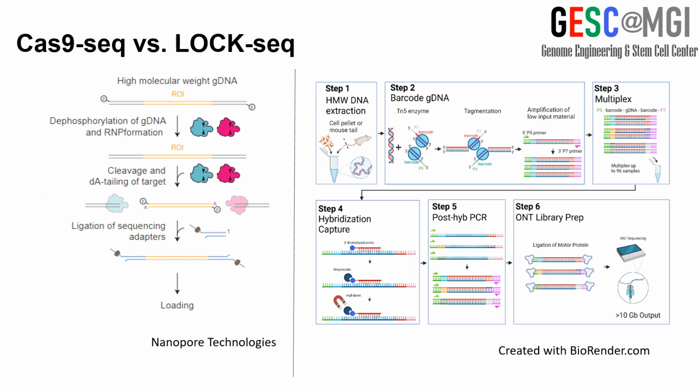In this particular method, high molecular weight genomic DNA is first dephosphorylated, and Cas9 CRISPR RNPs are incubated in an in vitro reaction to cut the region of interest and thereby expose 5' phosphorylated ends that are now competent for ligation of the sequencing adapters. And so the only thing that has the motor proteins that are compatible to sequence on the flow cell should be those ends that were cut out of the genomic region of interest.